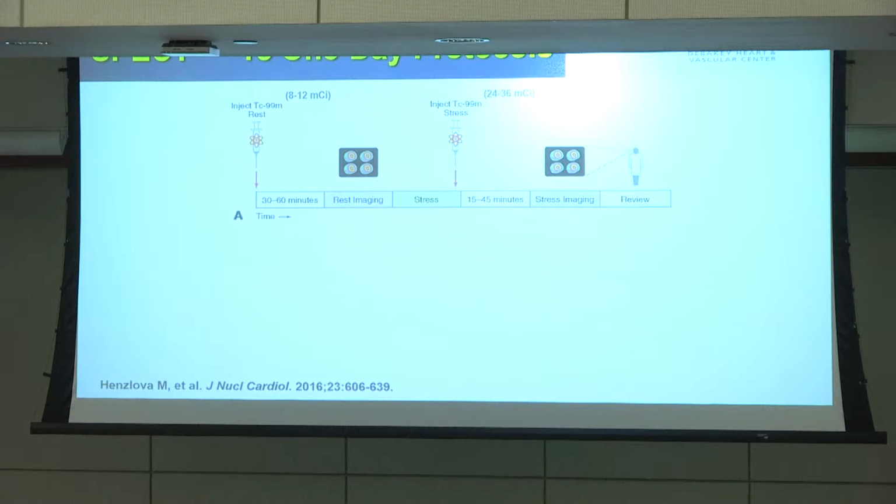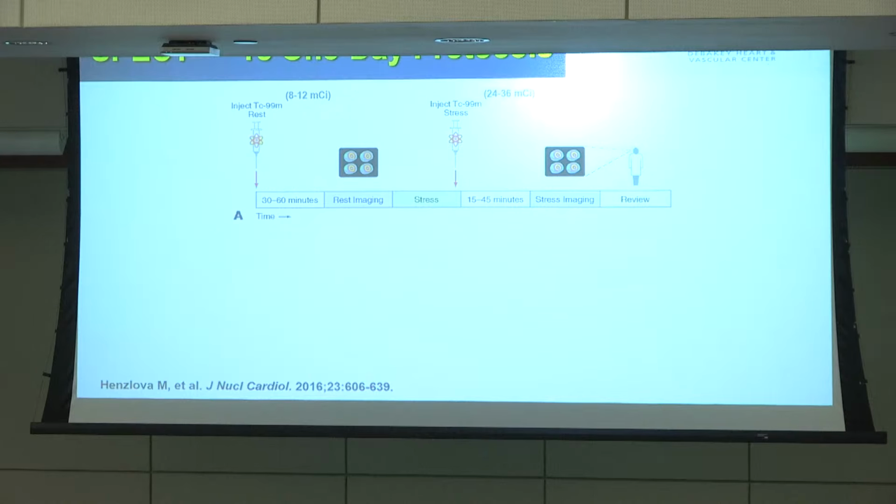So let's start with the SPECT protocols. There are two main categories in SPECT protocols. We have the one-day protocol and the two-day protocol. Each place decides on these. If you are going to join an established lab, you'll see a variety, at least in what's happening in the community.